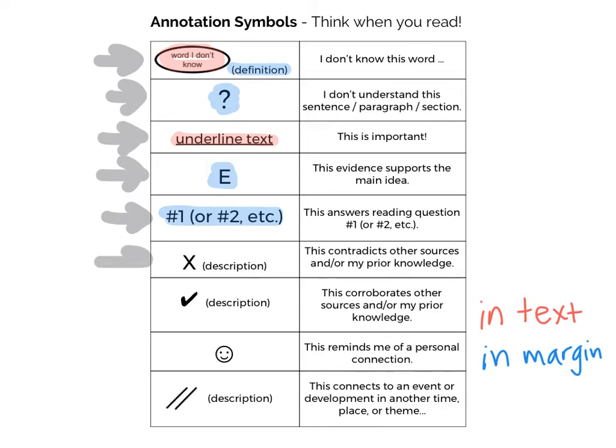The next one that we have here is for information that contradicts other sources that you might be reading or your prior knowledge. So if you read something and you think to yourself, well, this just doesn't sound right. This doesn't really jive with what I know about this topic, or what my teacher has told me, or what I've read in other books about this topic. And so if that's the case, then you would put an X in the margin next to that particular piece of information, and then you would also put a description in the margin of the other source that is being contradicted.